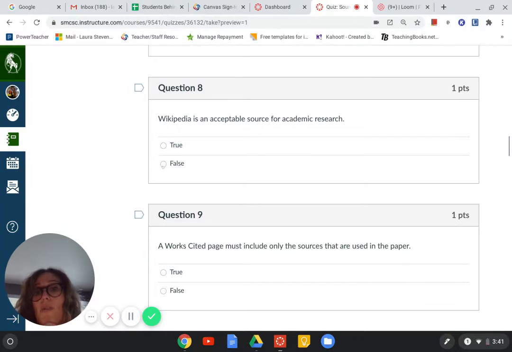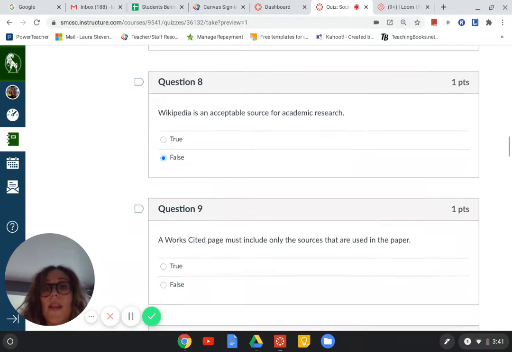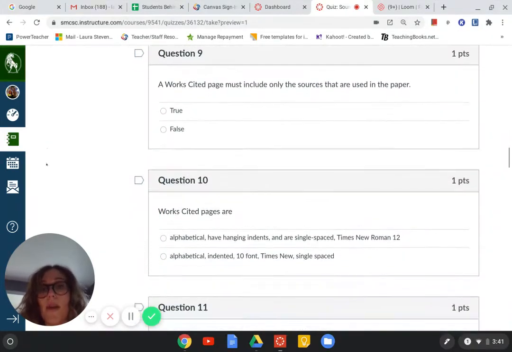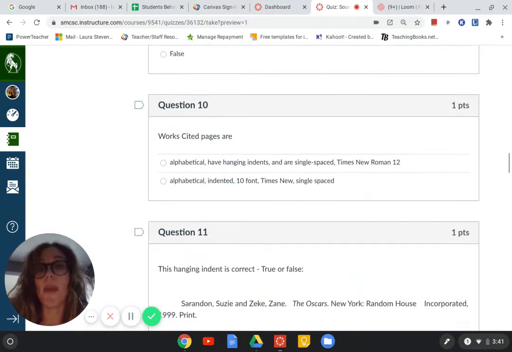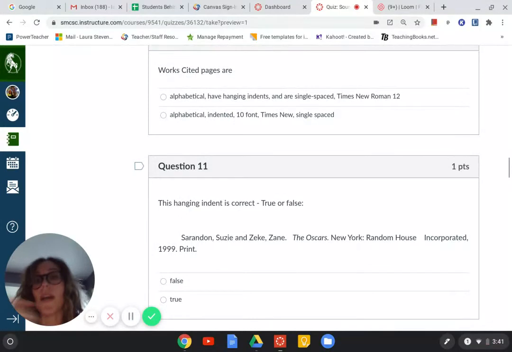Wikipedia. No, do not use Wikipedia on your research paper. Don't do it. You guys know that from middle school, probably. A works cited page must include only the sources. Yes. Only have sources that are in the paper. Works cited pages are Times New Roman, 12-point font, 1-inch margins are what your teachers want.